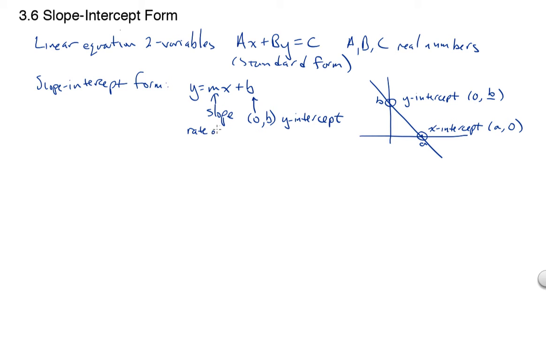And by the way, the slope is our rate of change. You can think of it as a rate of change of y per x, as we've already talked about. The change in y per change in x. Delta y over delta x.